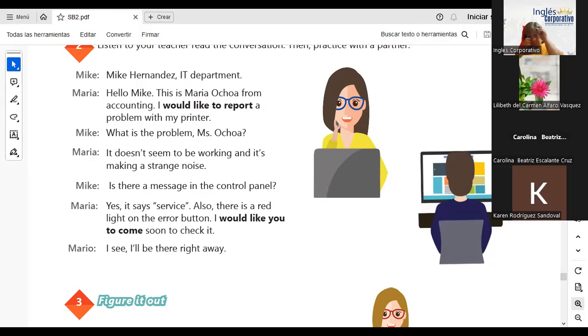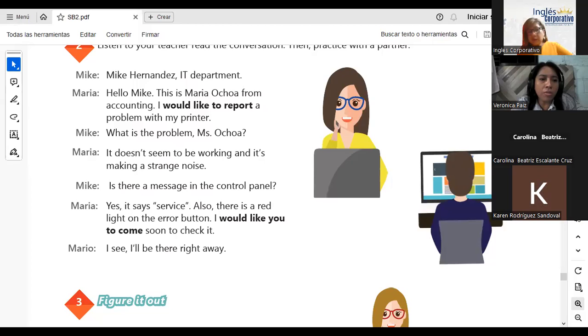Okay. Mike Hernandez, IT department. Hello, Mike. This is Maria Ochoa from accounting. I would like to report a problem with my printer. What is the problem, Ms. Ochoa? It doesn't seem to be working, and it's making a strange noise. Is there a message in the control panel? Yes, it says service. Also, there is a red light on the error button. I would like you to come soon to check. I see. I'll be there right away.